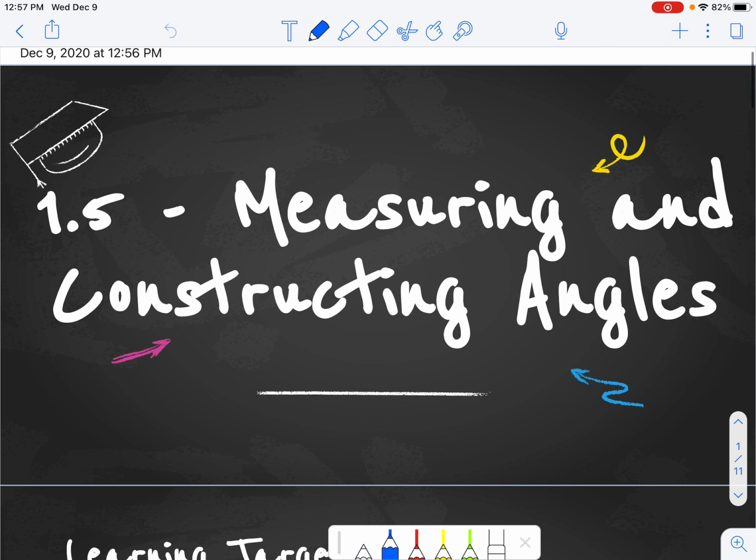Oh, and I did forget to put the page number in the corner. So we will be starting on page 38. If you're following along with us in the book, then that is where you're going to want to turn to, page 38.